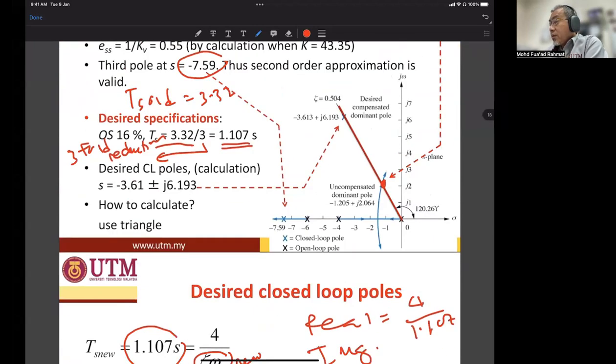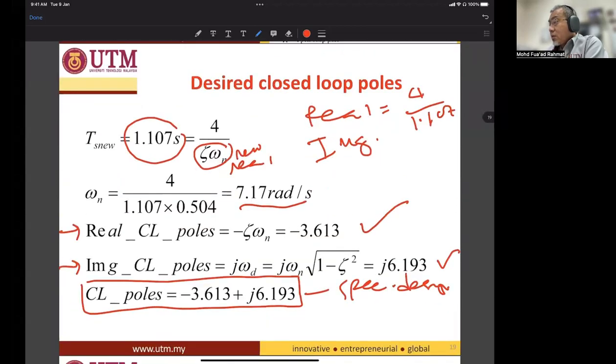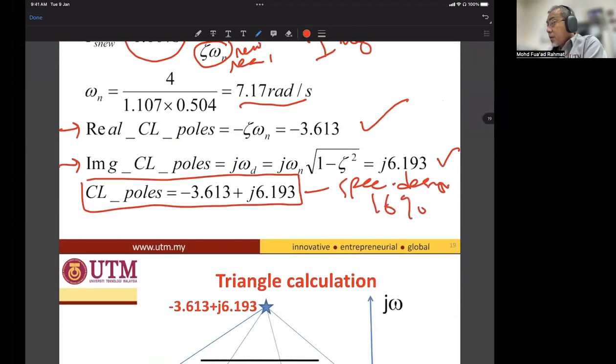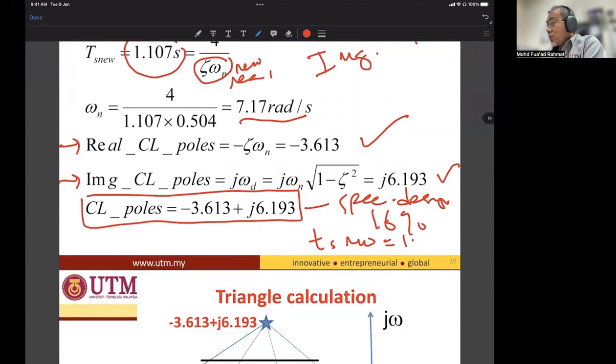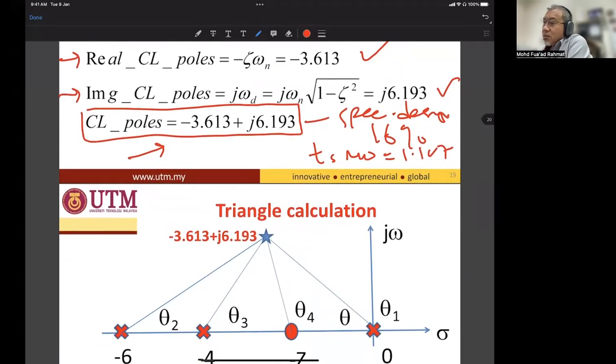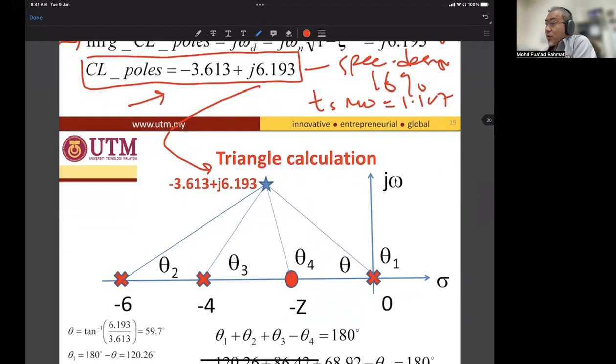The spec design is 16% overshoot and the new Ts of 1.107. So this is the new one. We are not using the previous dominant pole; we are using the new one, with the updated spec design. This new dominant pole will be put here as the new operating point.